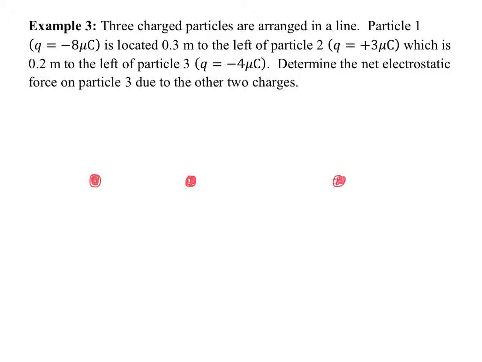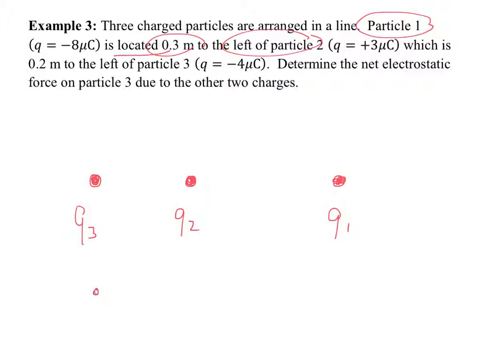Close. What mistake did Paul make there? Somebody help him out. So he was calling this particle 3, this particle 2, and this particle 1. It's literally flipped, the mirror image. Okay, it says that particle 1 is located 0.3 meters to the left of particle 2. So particle 1 and particle 3 should be reversed, or just mirror image it.